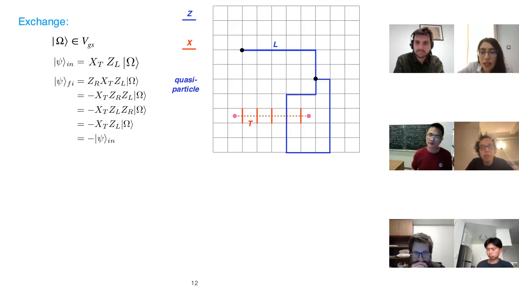Can I ask a question? Is the orientation important? How do you go around the pink point? In this example, it doesn't matter. But in general, yes, the orientation matters. But in this example, it's -1 in either orientation.